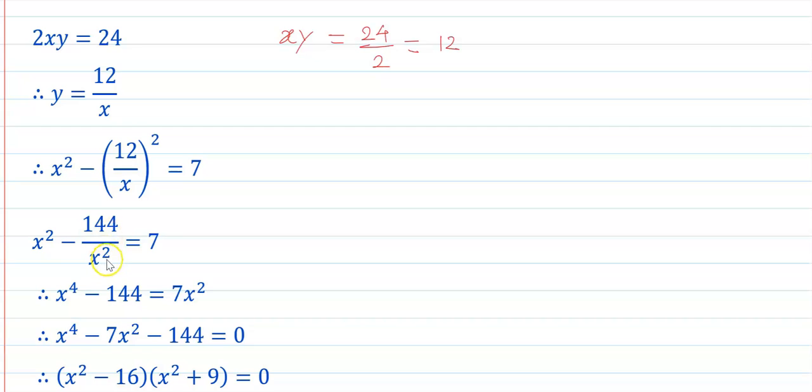मग याचा स्क्वेअर किती आला? 144 upon x square is equals to 7. Multiply on both sides by x square. X square into x square, you will get x raised to 4 minus 144 upon x square into x square, then x square will get cancelled, and hence you will get minus 144 is equals to 7x square. Therefore, x raised to 4 minus 7x square minus 144, that's equals to 0.